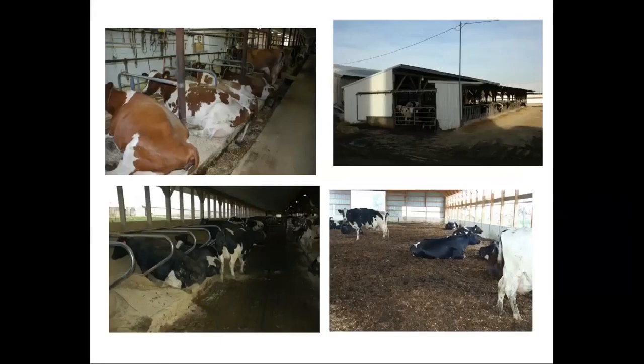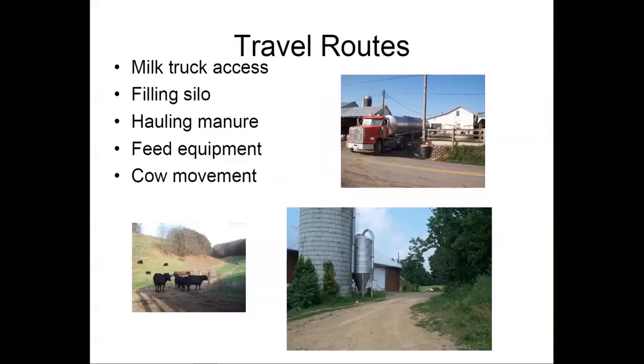Here's some more animal housing. This is a gutter cleaner with these ladies, probably could be sand, I don't know, hard to tell. This one is ladies on sand. This looks like a manure scrape system. Hard to tell what system this is. This is a bedded pack system. Again, various types of housing that you need to look at.